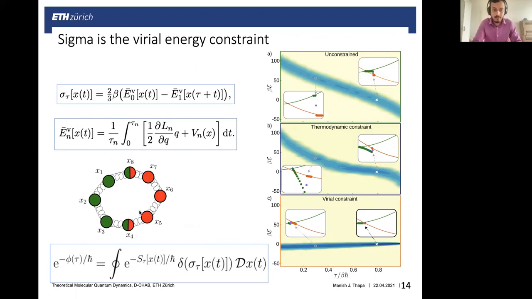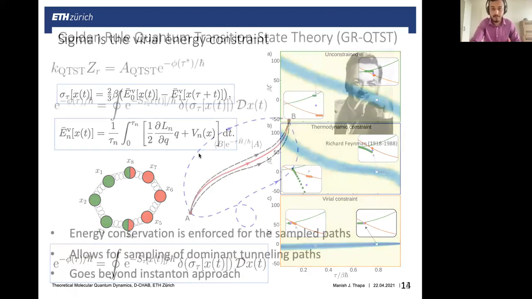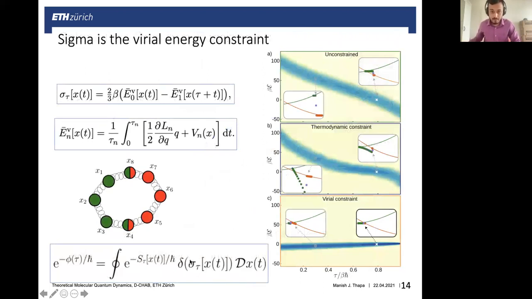And just to illustrate here, this is a ring polymer, and green corresponds to paths on the reactant side and red on the product side. And here I show you results of using a virial constraint. And what happens if you don't include this delta constraint? It's not going to sample the region that you want. We want our integrand to sample the region near here, which is the transition state. It should first be there and then the reaction happens. But if you don't include the constraint, it's not going to sample the correct configuration space.